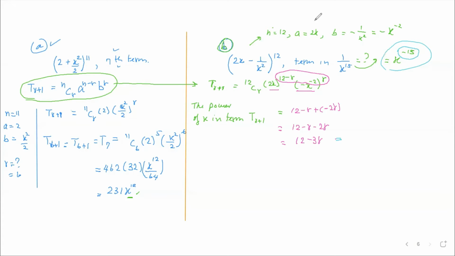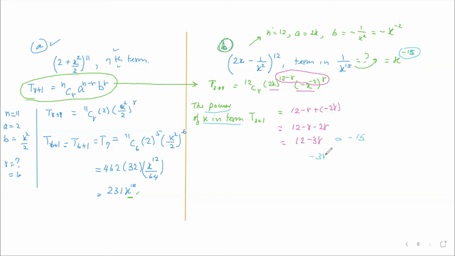Maybe I write down. Equal to the power, because right now we talk about power of x, correct? In the term of this one. So you take the power of this will equal to the power of the one you want to get. Okay, so equal to negative 15. This is 15, okay? Negative 15. So this equal to this. Then you solve for r from here.